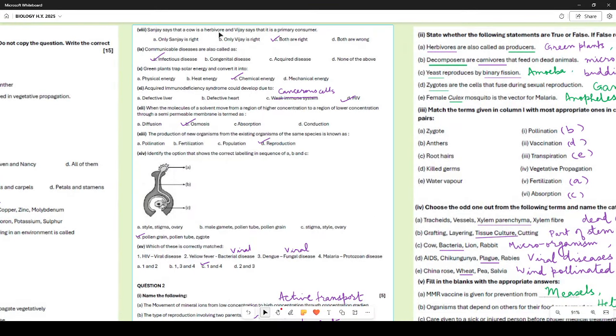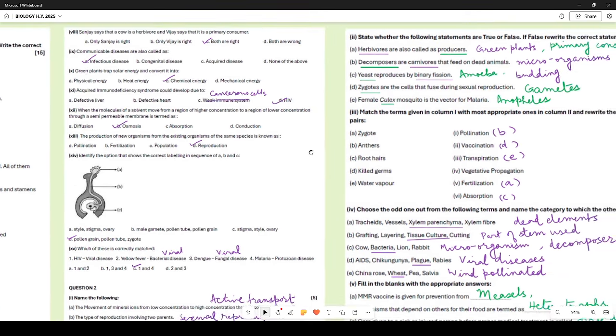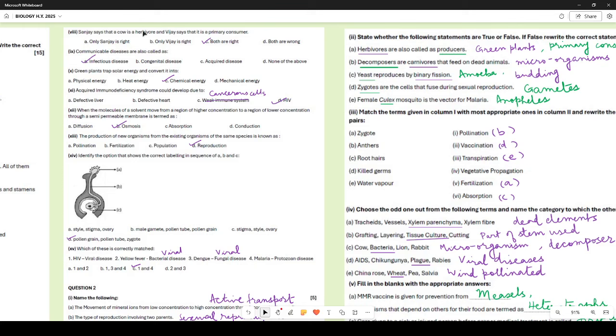Sanjay says that cow is a herbivore and Vijay says that it is a primary consumer. Both are right because a herbivore is a primary consumer, right? Communicable diseases are also called infectious diseases because they spread the infection. Green plants trap solar energy and convert it into chemical energy. Acquired immunodeficiency syndrome could develop due to, so this was the option given to you. The correct answer is HIV.